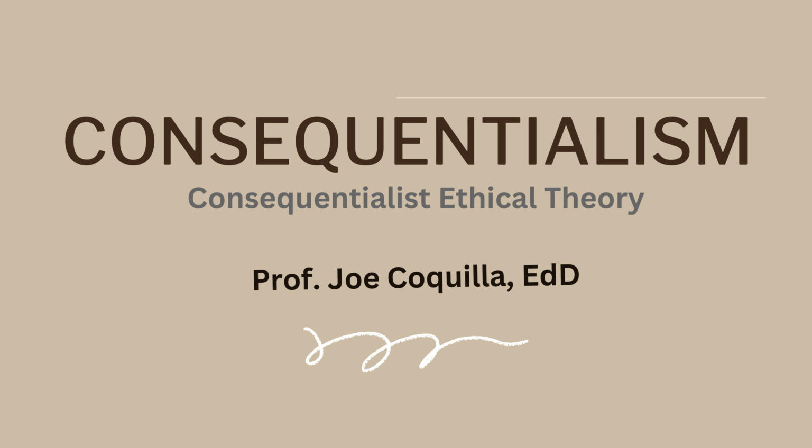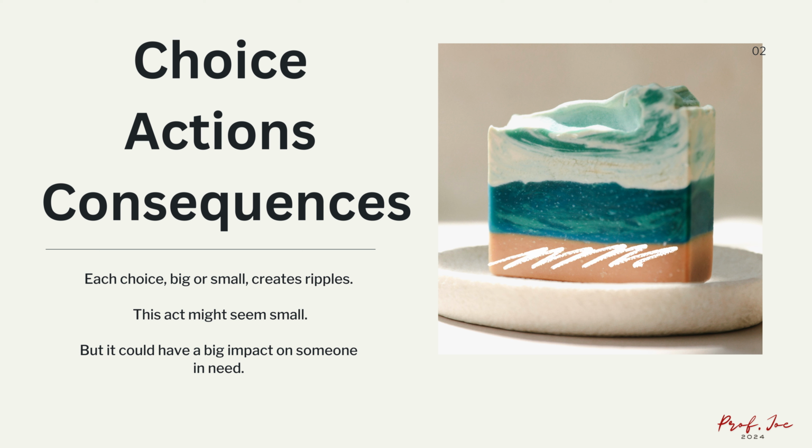Our topic is about consequentialist ethical theory, one moral theory that evaluates right or wrong based on the consequence of the act. Think of our choices, our actions, and their consequences. Every day we make choices. Some are small, like what to have for breakfast. Others are big, like what career to pursue. Each choice, big or small, creates ripples. These ripples affect not just us, but also the people around us.